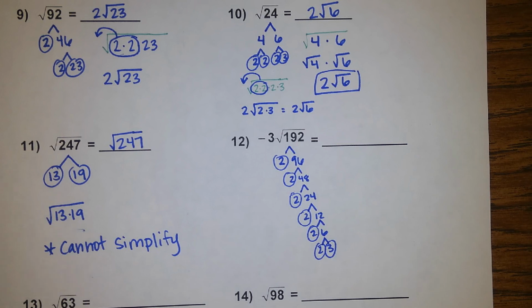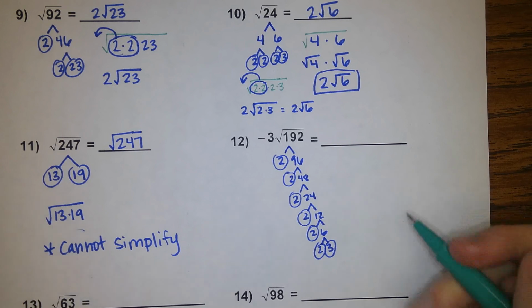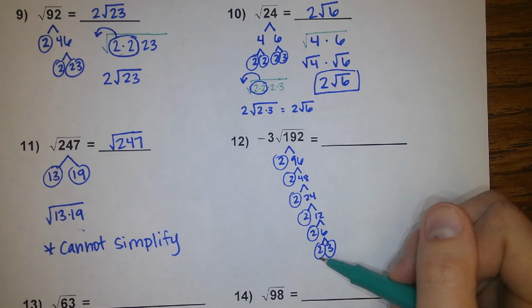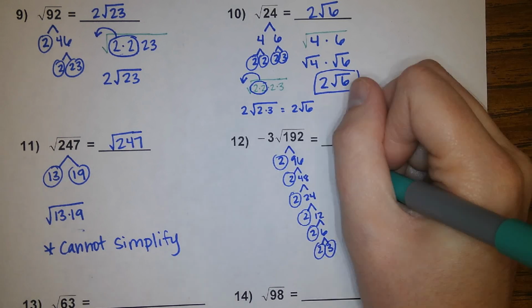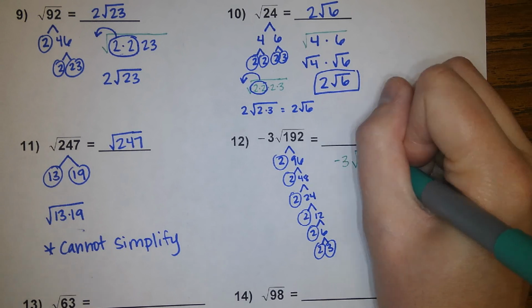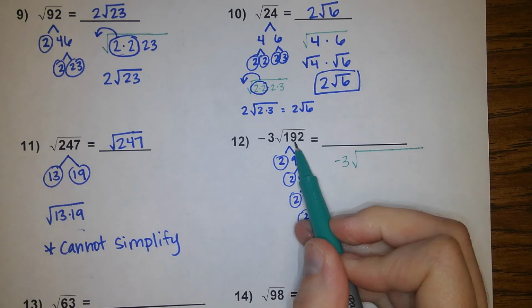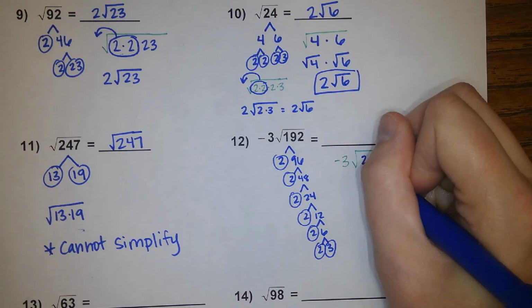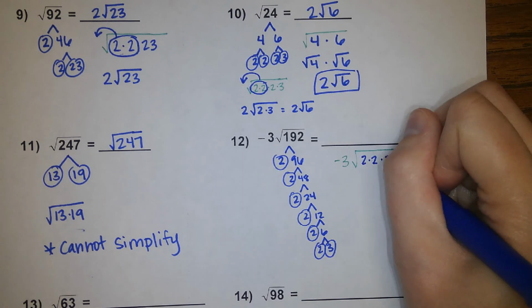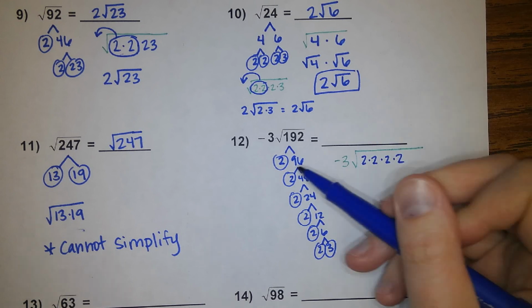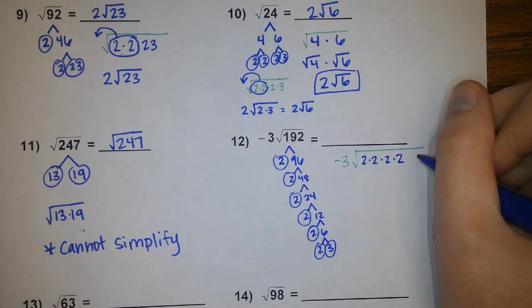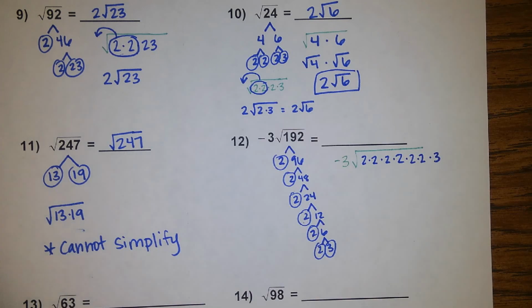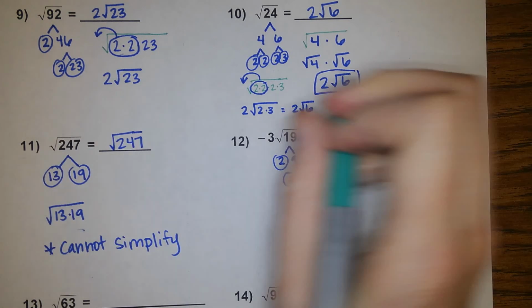Okay, so how we would rewrite this is with all of the factors. We say -3, radical, and instead of 192, we're going to write all these lovely prime factors. So we are going to say 2 times 2 times 2 times 2, 1, 2, 3, 4, 5, 6, 6 2's times 2 times 3. All right? So we have all these lovely little factors here.